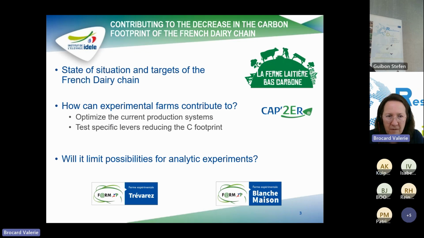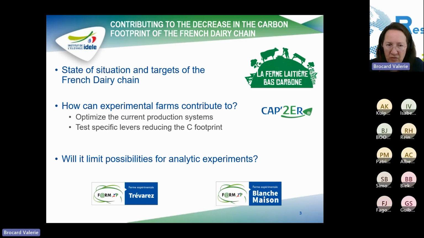So I will start my presentation with a short state of situation of the low carbon footprint scheme for France. And then my presentation will be about the way experimental farms can contribute to optimize the current production systems to decrease the carbon footprint and to test some specific levers to decrease this footprint. And all the assessments we do in the experimental farms are performed with the Cap2Air tool, which is a tool used in France to assess the carbon footprint.